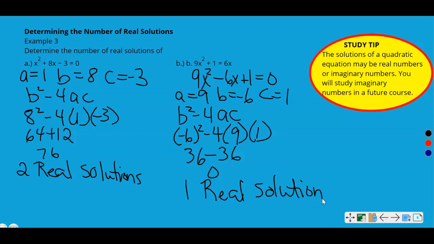So quickly you can figure out how many real solutions you have by simply looking at the discriminant. That is important to know. Please make sure you commit b squared minus 4ac as the discriminant to your memory.